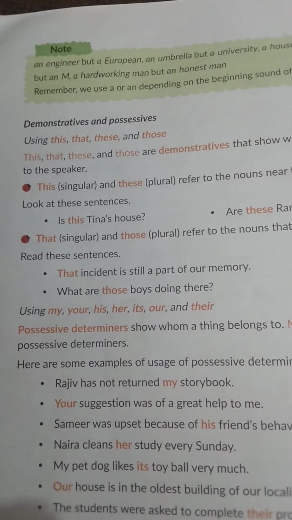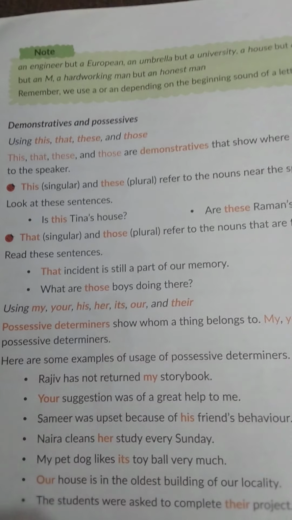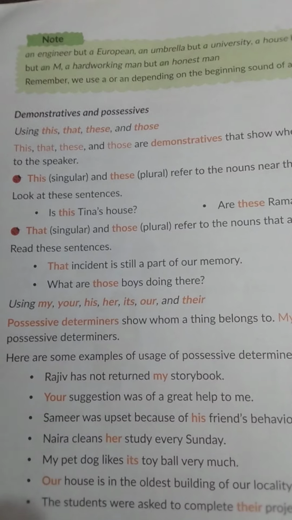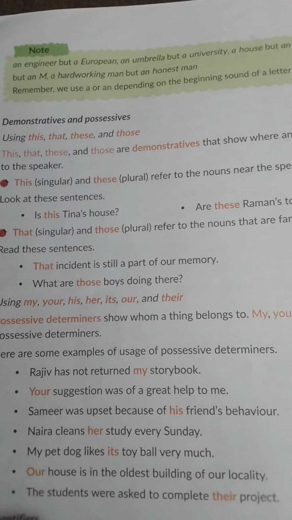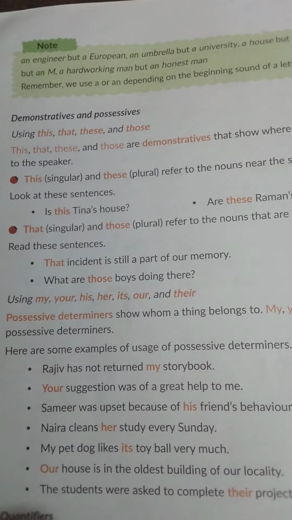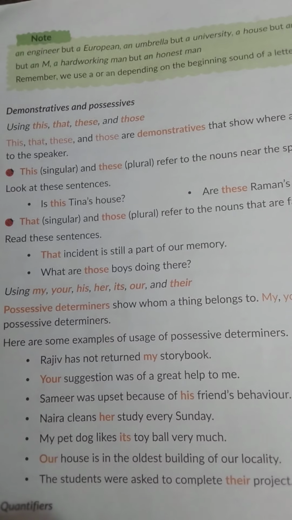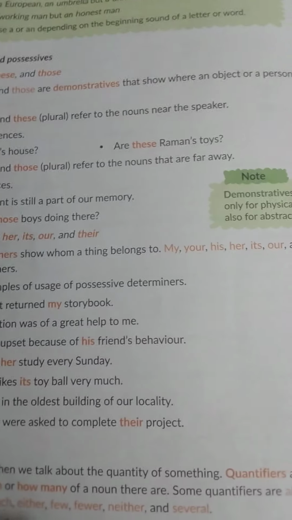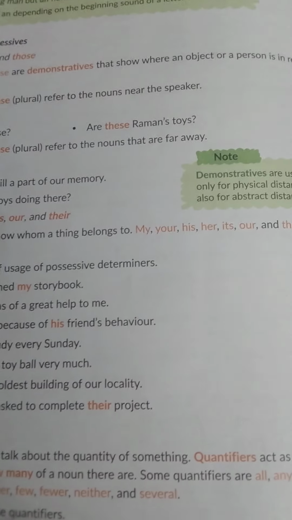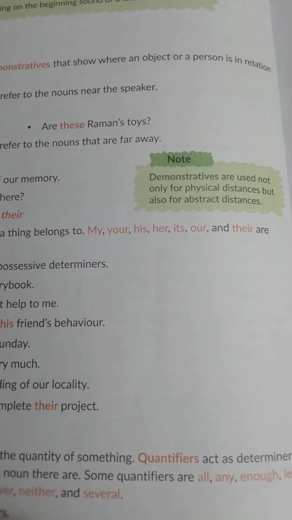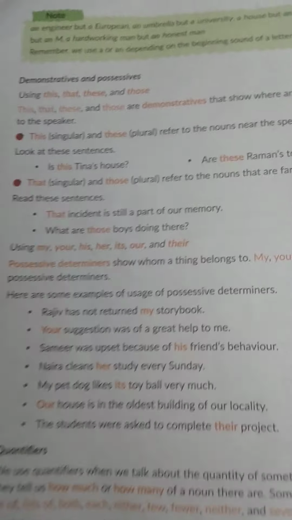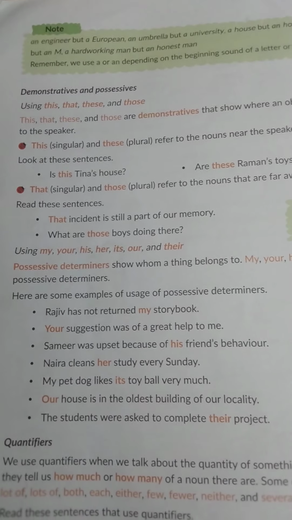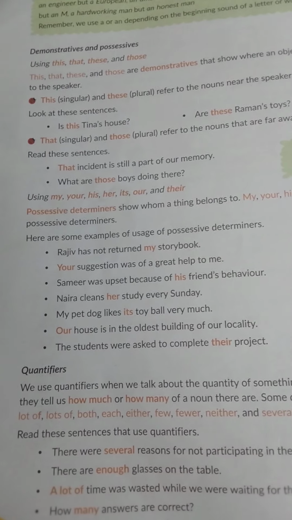Our second point is demonstratives and possessives. Demonstratives and possessives, demonstrative pronoun, possessive pronoun, these all we have done. Demonstratives are this, that, these, those. And we know the usage of those also. And possessive means belongings: my, your, his, her, its, our, their. So these possessives also come in this category.